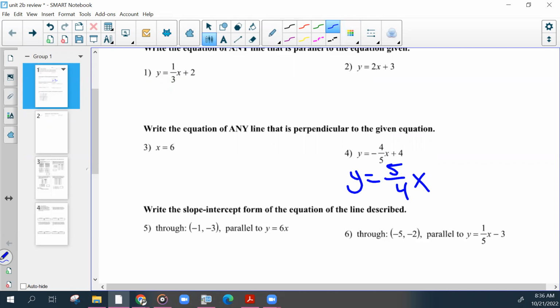Could it still be +4? Sure, for perpendicular, that works. For parallel, you have to choose something different. So this is parallel, it has to be the same slope, and then a different y-intercept. So you can do -2, 0, whatever number you want. It just can't be +2, because if you put +2, that's the exact same line. We don't want that.